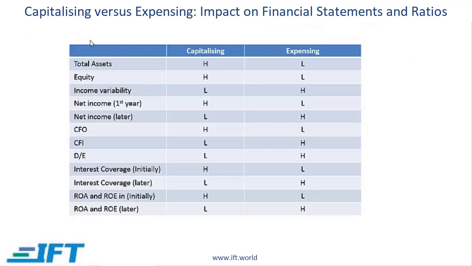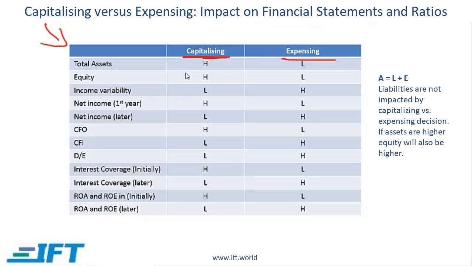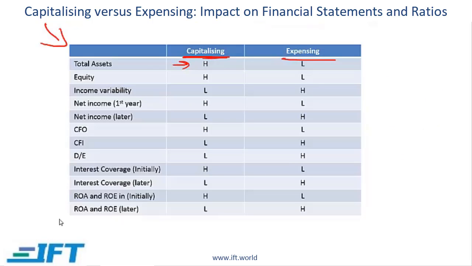This is a very important table for you to understand, and it's quite testable. When you are comparing a company which capitalizes versus a company which expenses, the total assets are going to be higher for the company which is capitalizing, obviously, because that's what capitalization means. All these other numbers are fairly self-evident, and I want you to go through this and make sure you understand and remember them. Some of these items and ratios you might have an issue with.